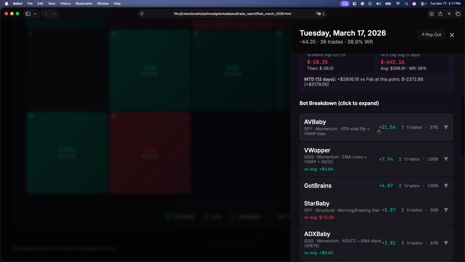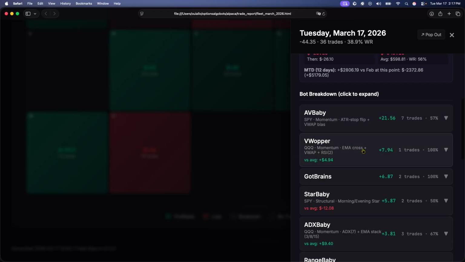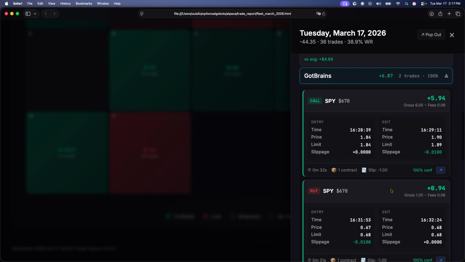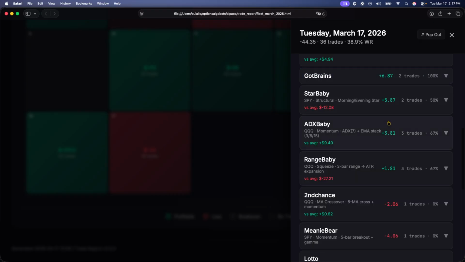We had AV Baby. AV Baby is our SPY momentum bot. It took 7 trades at 57% and was able to make $21. Then we have VWAP. VWAP is batting 1,000. It's been like that for a couple now. It was able to make $7 today. And GotBrains, this was just a couple of test trades that I made, and I was able to catch a couple of good moves with the market, right? So I was able to make just under $6 here and just under $1 there.